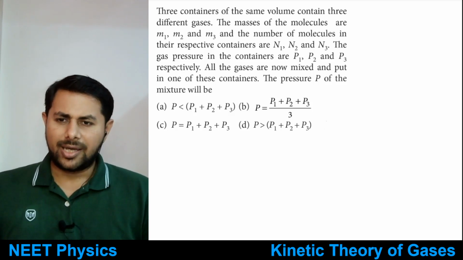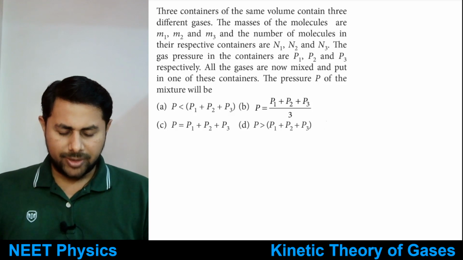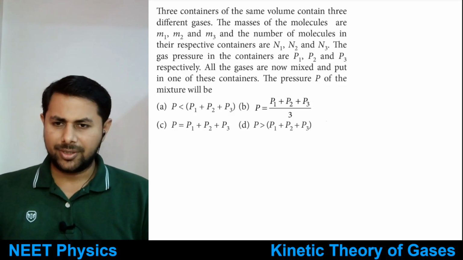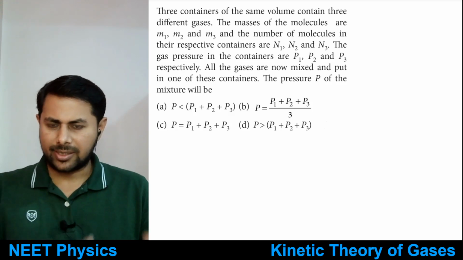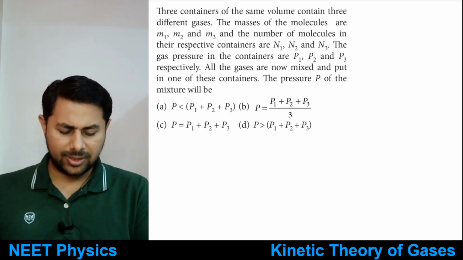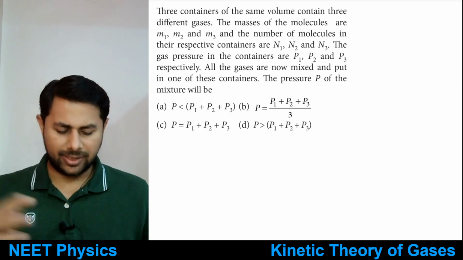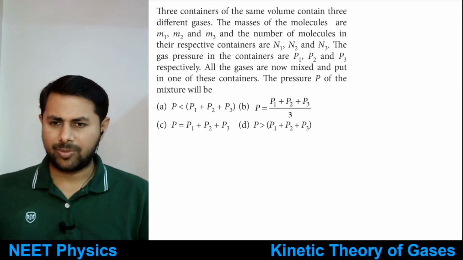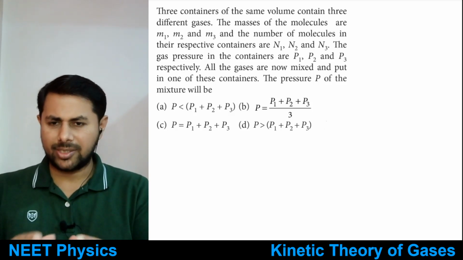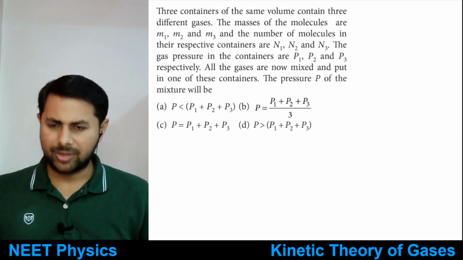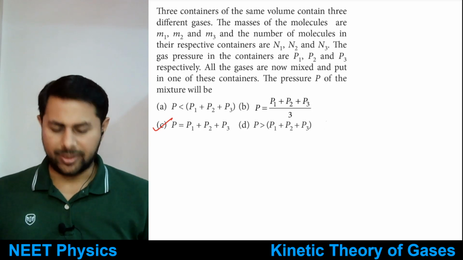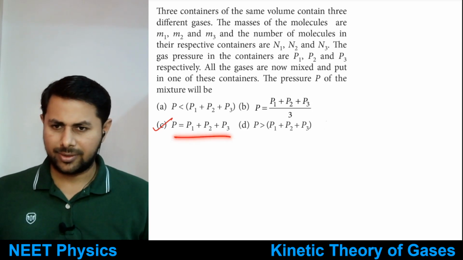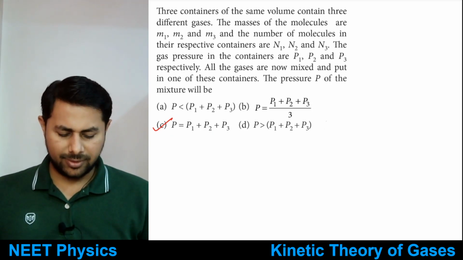So this is just a direct question based upon Dalton's law of partial pressure. You have gas 1 in the first container, gas 2 in the second container, gas 3 in the third container. The pressures are P1, P2, P3. If you mix it all, then the pressure becomes P. So P is just equal to what? P1 plus P2 plus P3. Okay, that's it.